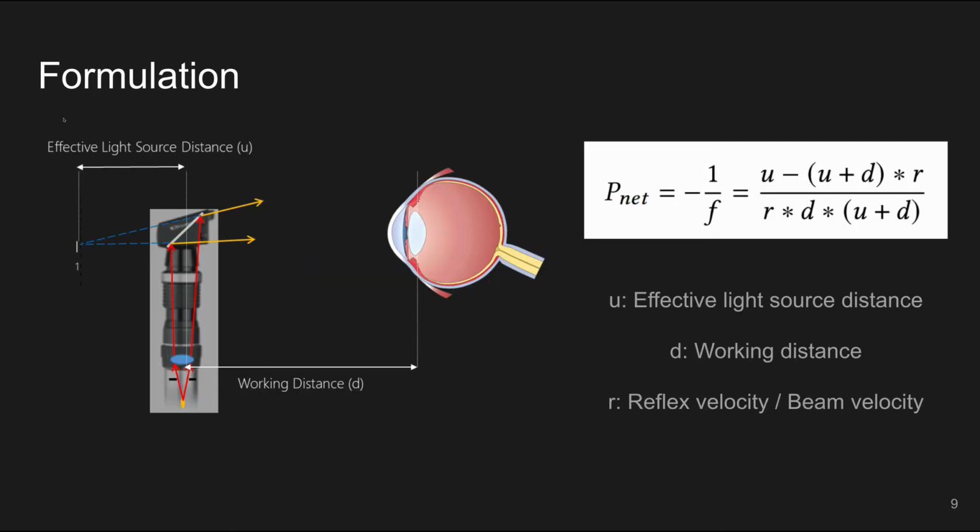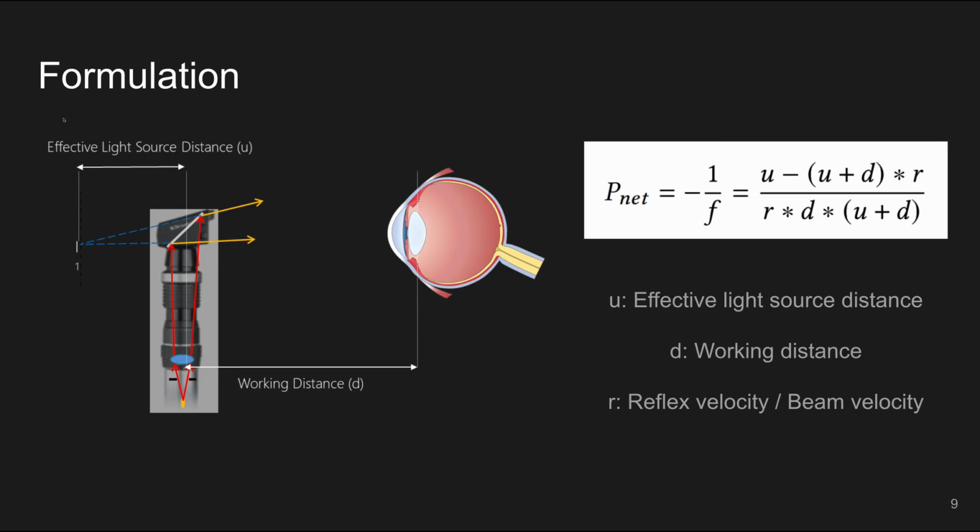After solving for the optics of forward pass, backward pass and the image space, we reach a simple formula for refractive error as shown here. The three variables U, D and R in the equation are as follows. U corresponds to the effective light source distance. It is a property of the retinoscope and can be computed from retinoscope specifications.